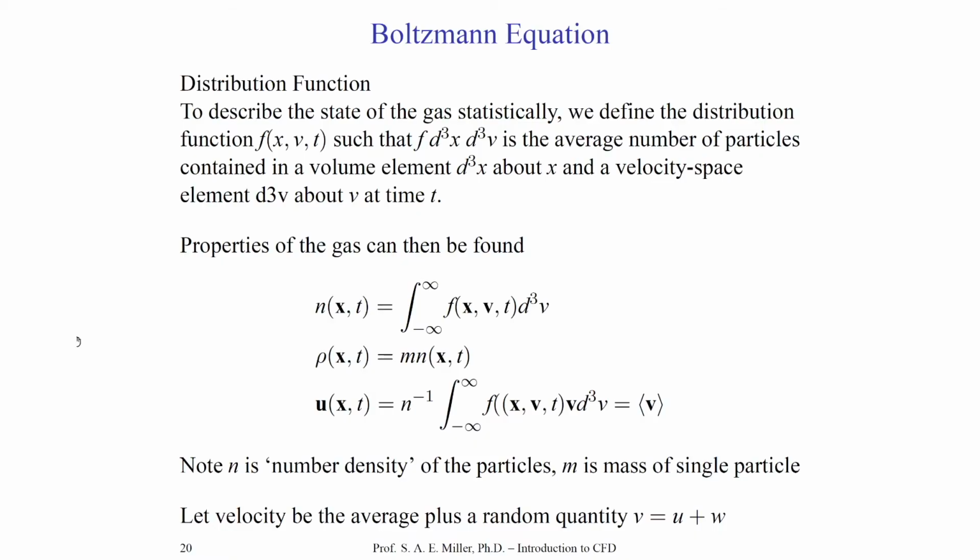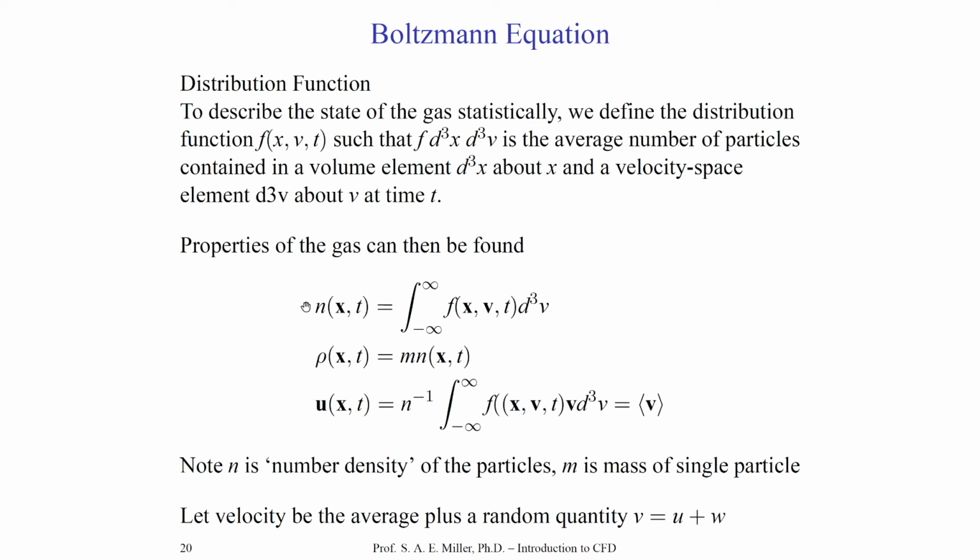Professor Boltzmann says that to describe a state of a gas statistically, we'll define a distribution function f. This is like a probability density function, such that f dx dv is the average number of particles contained in a volume element. So you can see this is a statistical approach, essentially. And x and a space velocity element dv about v in time t. Now, the so-called properties of the gas are now defined about this distribution function.